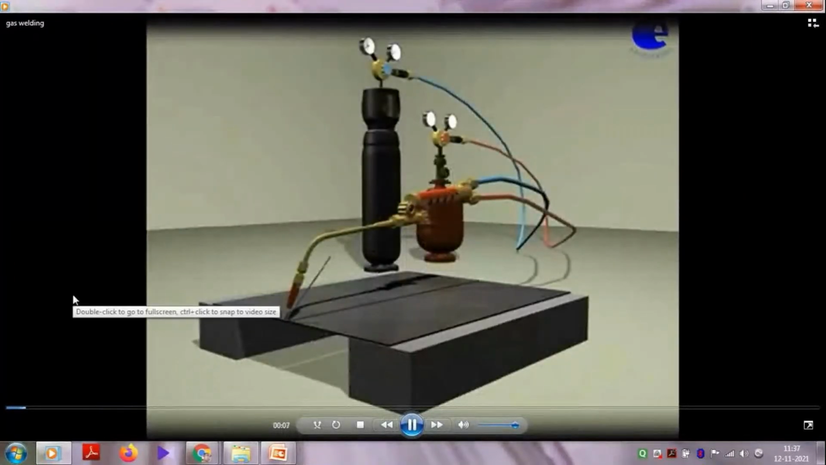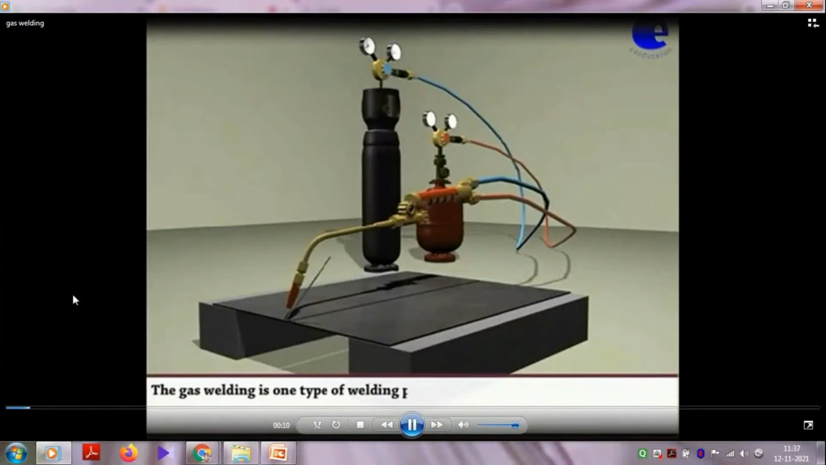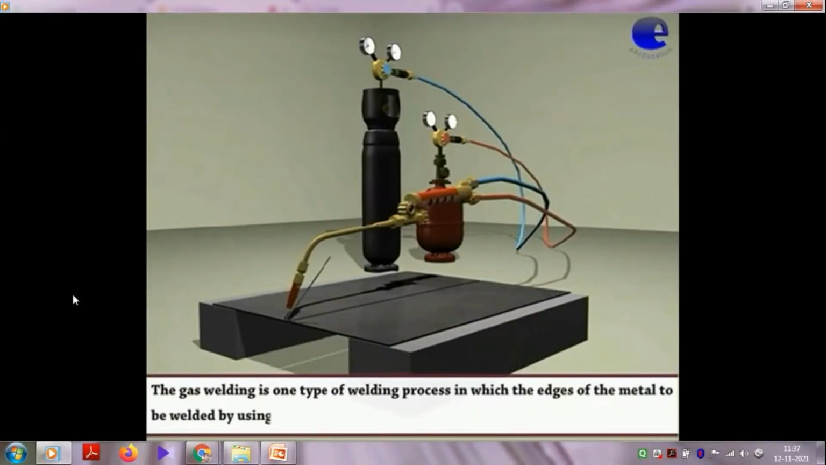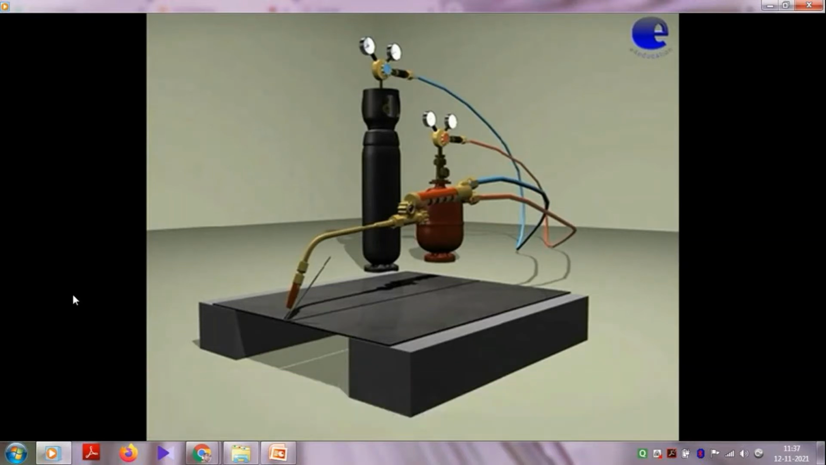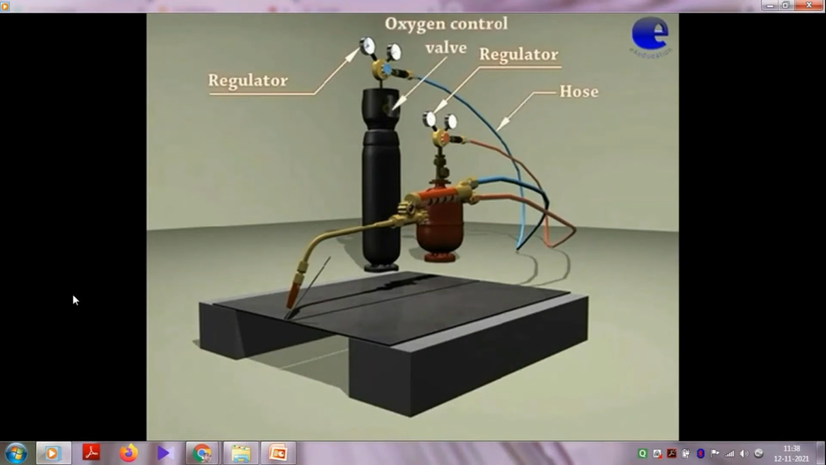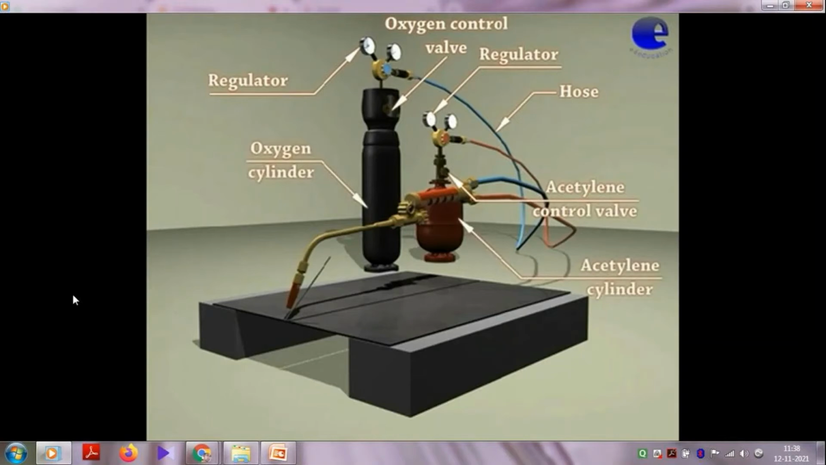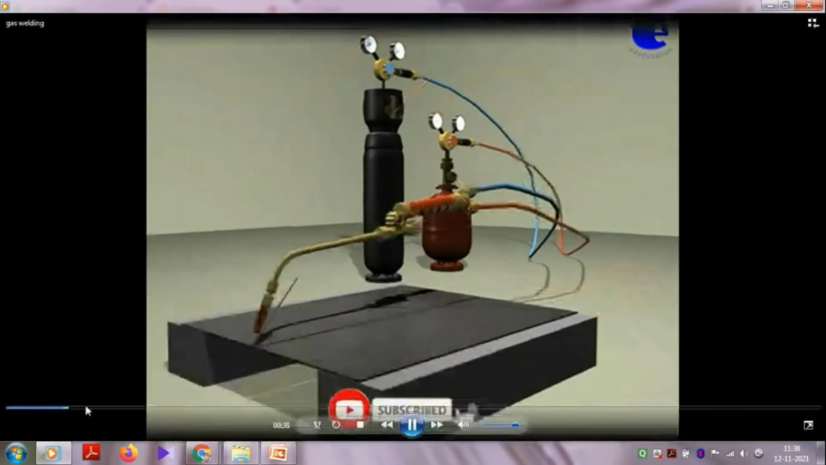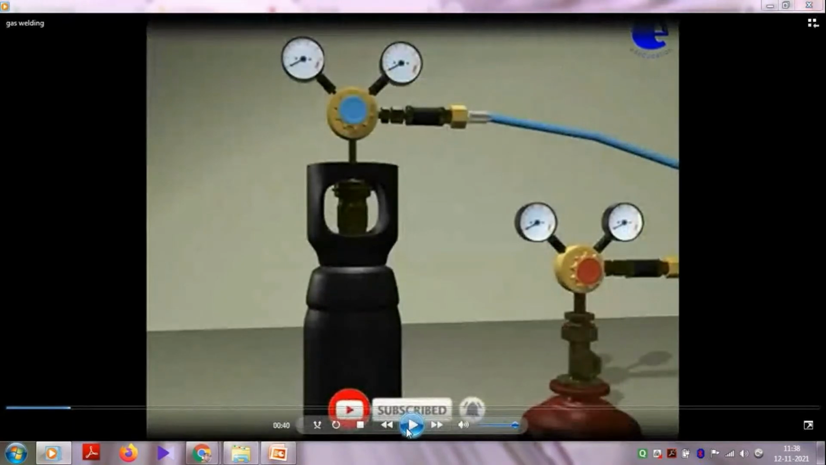Gas welding is one type of welding process in which the edges of the metal to be welded are melted by using gas flames, and no pressure is applied during welding. The gas welding setup consists of a regulator, hose, oxygen control valve, acetylene control valve, acetylene cylinder, and oxygen cylinder. If you see in that video, the color of the oxygen and acetylene cylinders, and the pipe colors of oxygen and acetylene, are different. Please remember this color code.